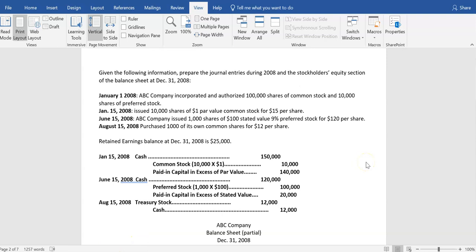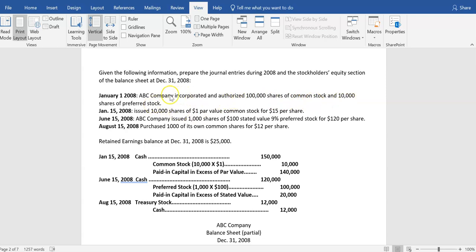Okay, this next problem is going to have us continuing to work with the issuance of stock. And then we are going to prepare the stockholders' equity section of the balance sheet for the end of the year. On January 1st, ABC Company Incorporated, brand new corporation, authorized 100,000 shares of common stock and 10,000 shares of preferred stock.